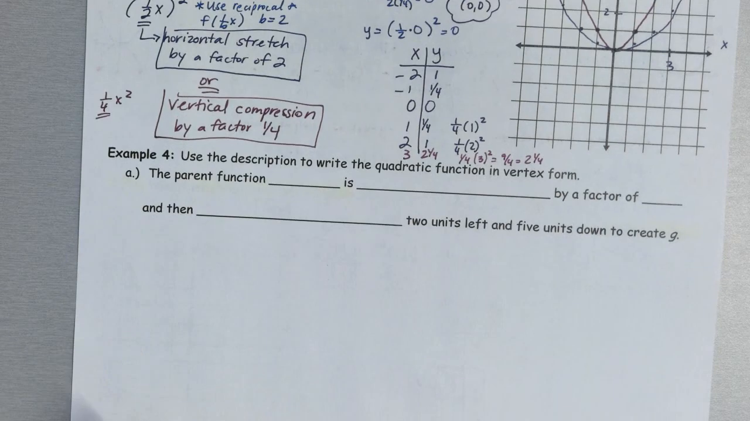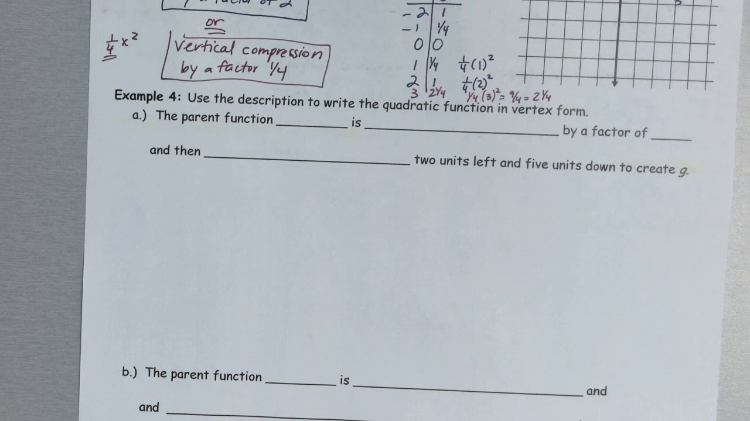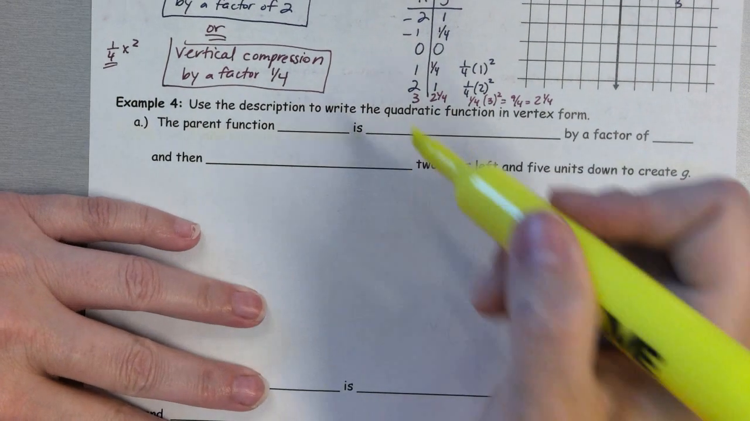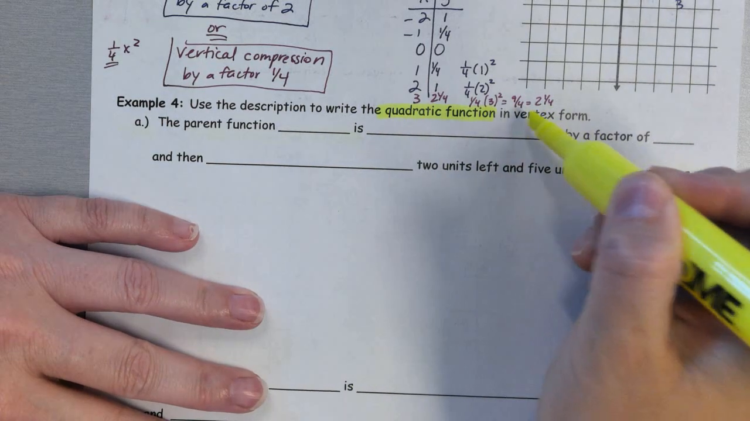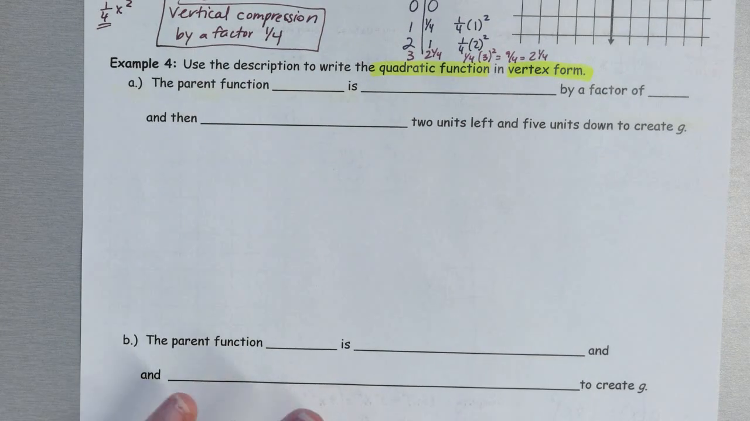All right, you guys ready for the last example? All right, so example 4, you are using the description that we're going to fill in together to write the quadratic function in vertex form. Okay, so we have to write it in vertex form. You're going to like that. If it was standard form, you'd have to do more work. So vertex form is good.